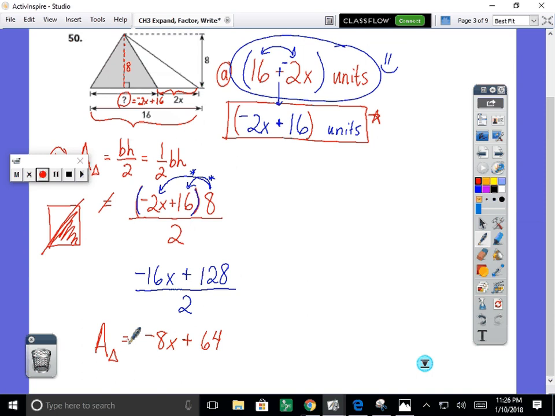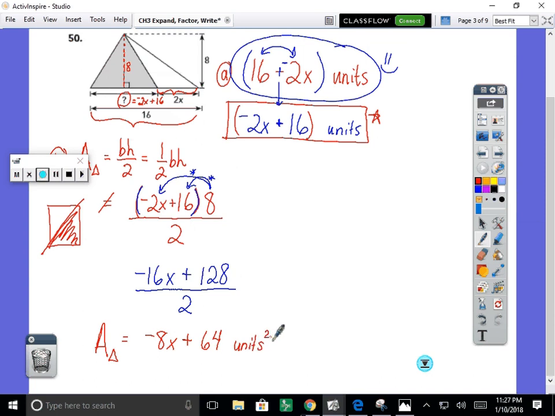And I just need to give it some label. I use some distance in my formula. I use some distance of a base times a height. So it's like saying meters times meters, or miles times miles, or units times units gets me units squared.